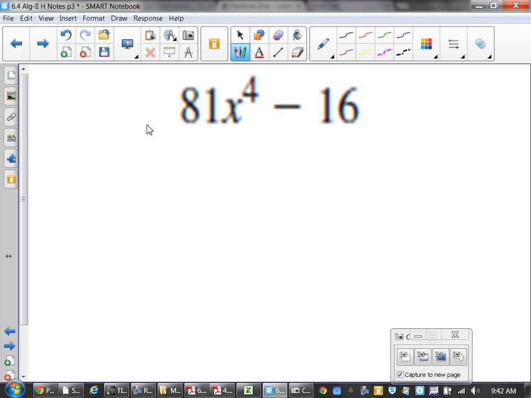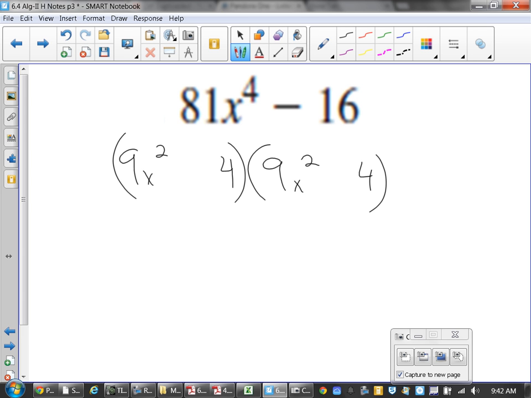This is a funky looking way of writing a difference of squares. The square root of 81x to the 4th is 9x squared. The square root of 16 is 4. And what do I have to do with my signs? Plus and minus. Now Izzy, which one of these should I go further with?